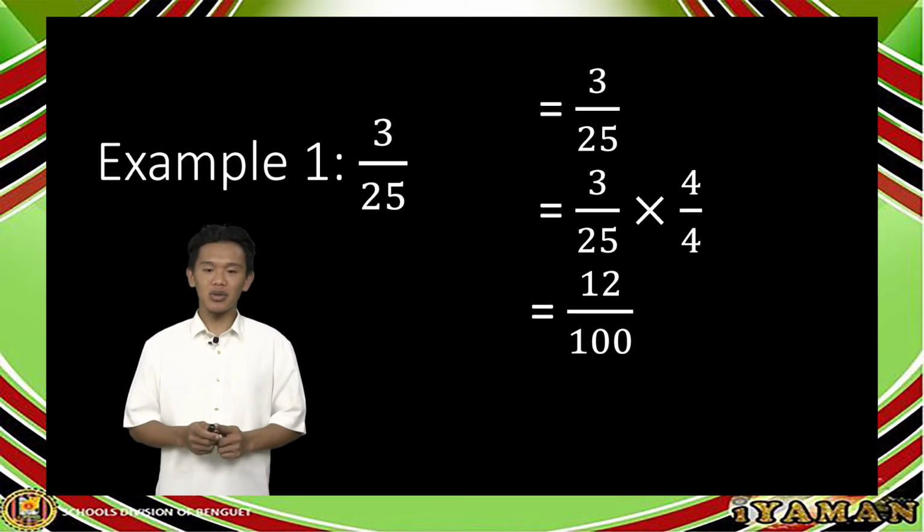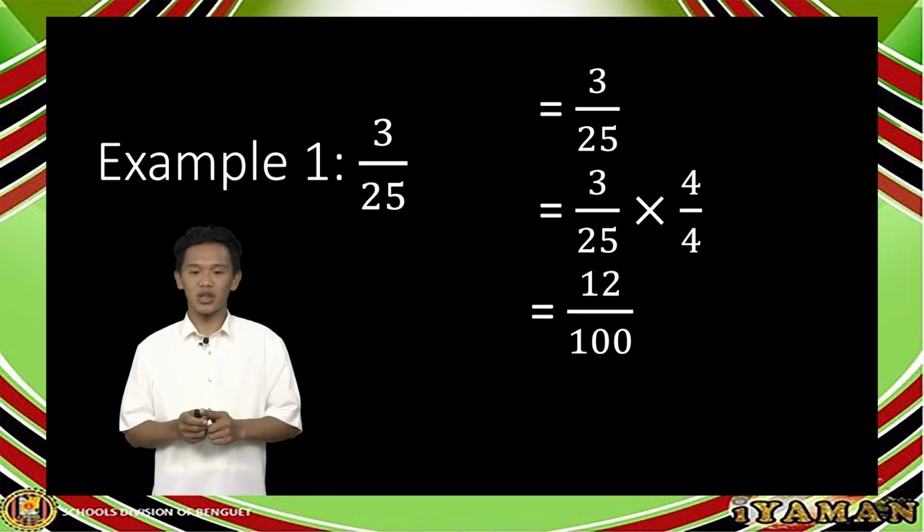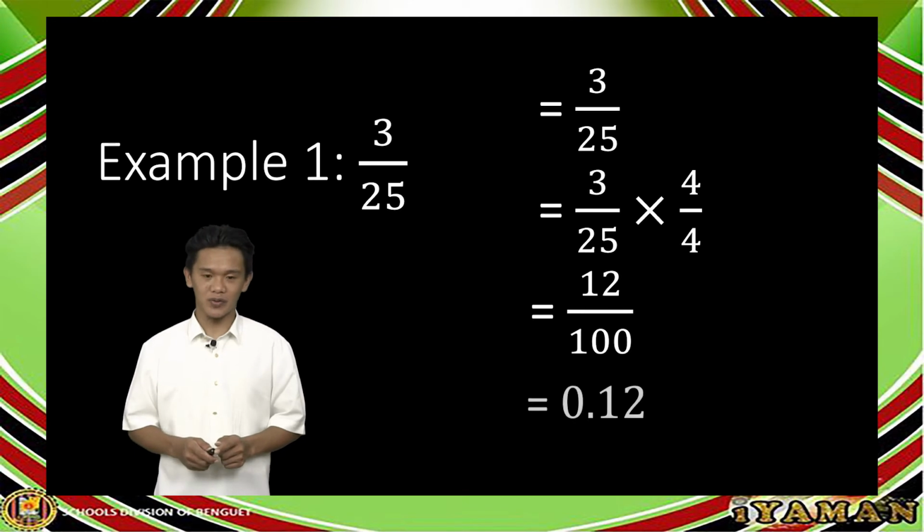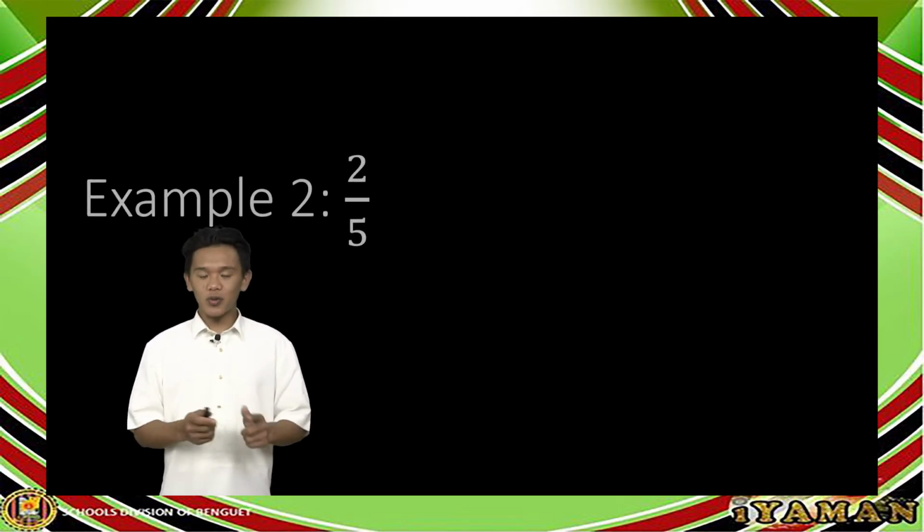Since the new denominator of the fraction is 100, and it has 2 zeros, just move the decimal point of the numerator 2 places to the left. Therefore, the quotient is 0.12. Another example, let's have number 2, 2/5.